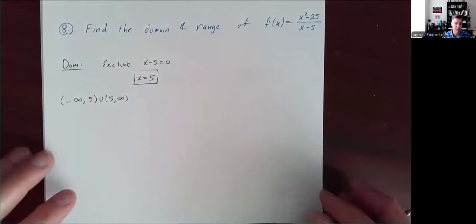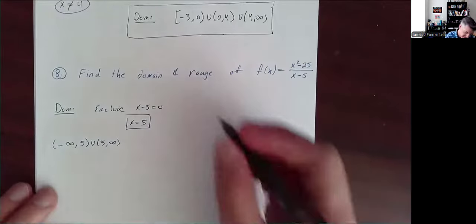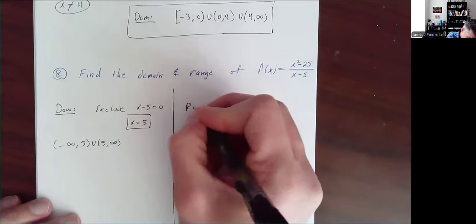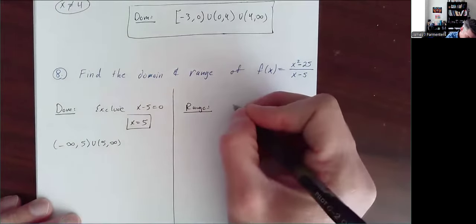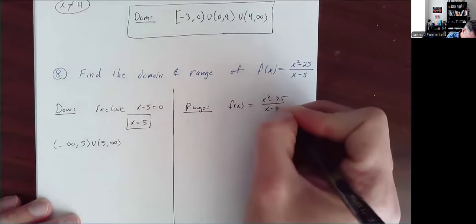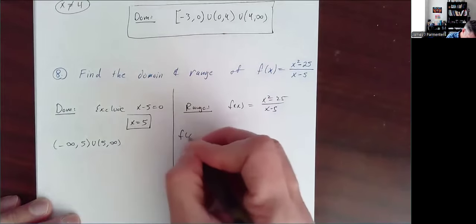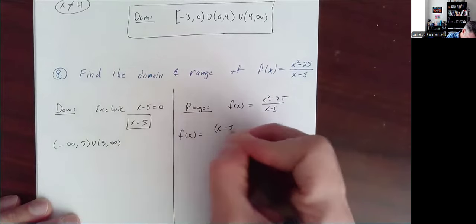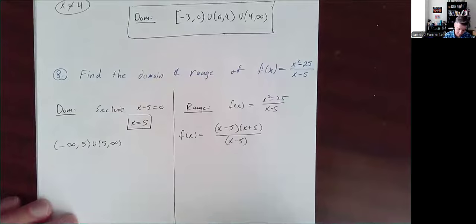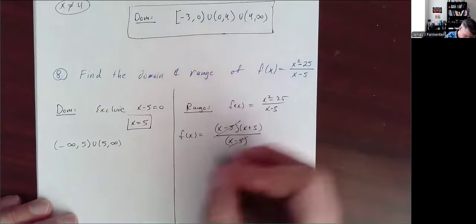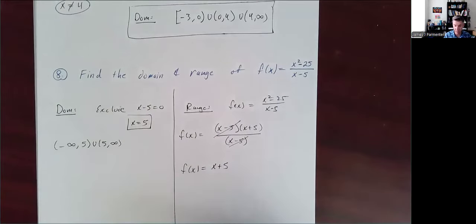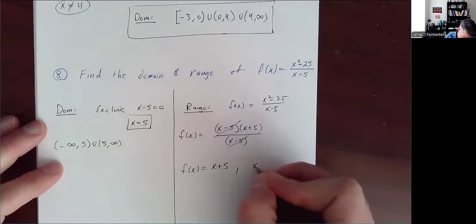The range requires a bit more work. So here, if we simplify this, and we could graph it, I don't really want to graph it. So for the range, let's think about what our function is. Well, f of x equals x squared minus 25 over x minus 5. The x squared minus 25 does factor. So we really have f of x is equal to x minus 5 times x plus 5 over x minus 5. And then the x minus 5s can cancel. Now it's really, really important to remember that even though we've canceled these, it doesn't change what the domain is. So our function is f of x equals x plus 5, but we have to remember that x is not allowed to be 5.